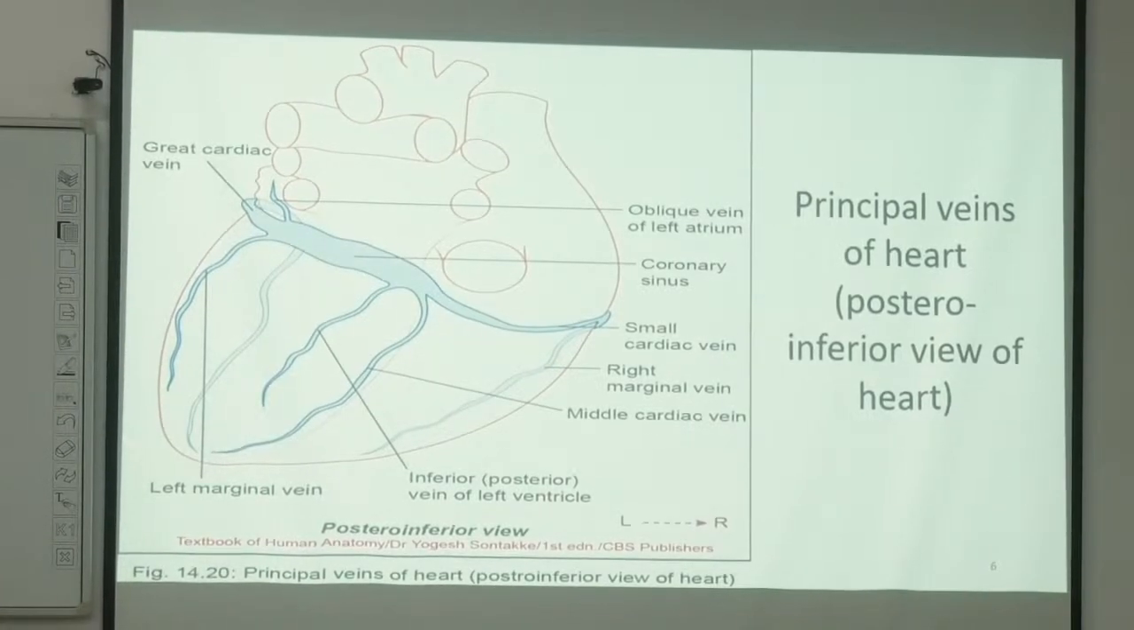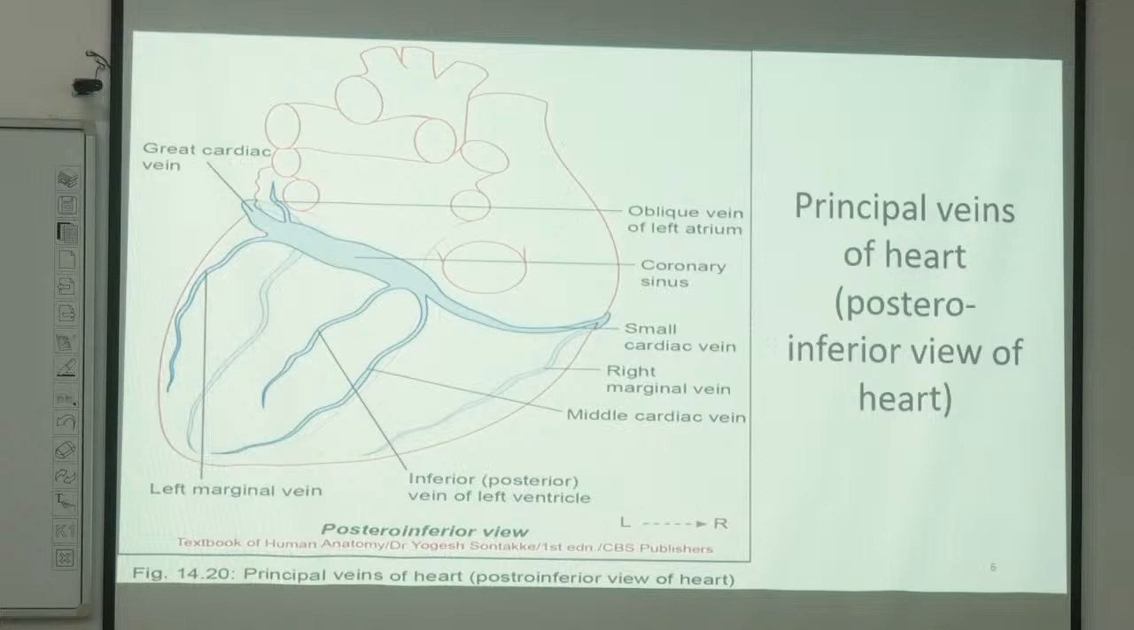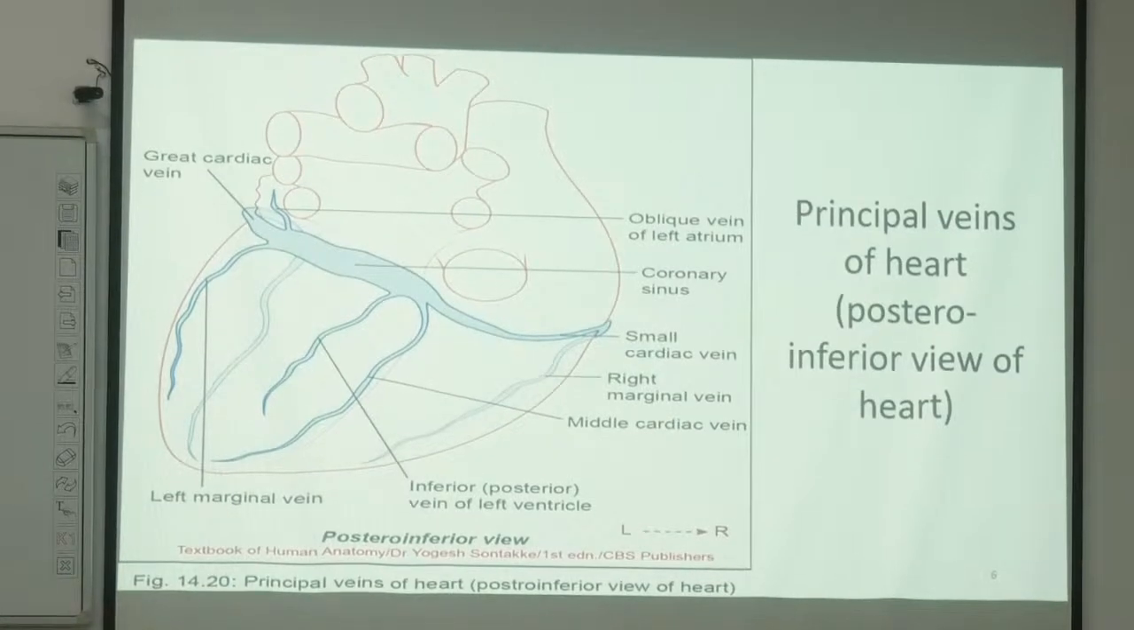Here also this is the apex, here is the inferior border you can see, this is the left border, and here is the superior border.